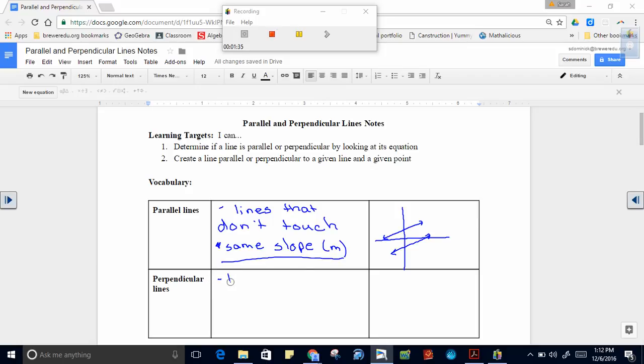Perpendicular lines are lines that meet at 90 degrees. So they intersect each other. One could go straight up and the other one could go straight left to right. It could be a little bit slanted, but where they touch is always 90 degrees. I'm trying to draw a little box. That's how you signify 90 degrees. What's important here, and this is a little bit more than just slopes are the same, is that slopes are negative reciprocals.